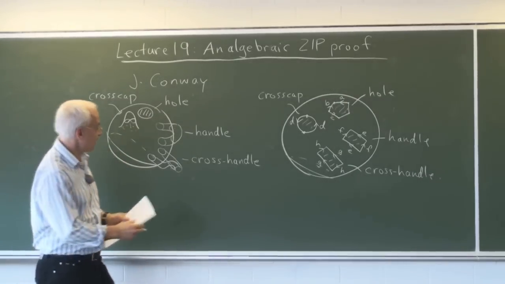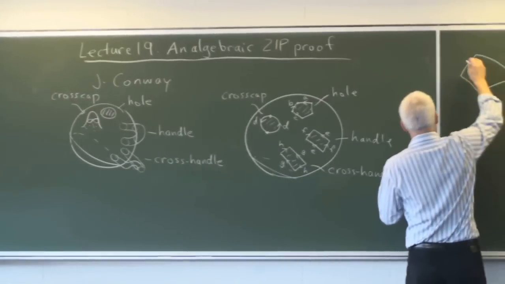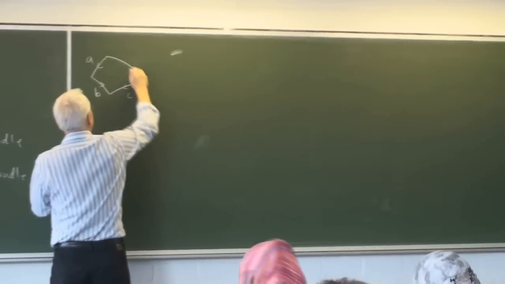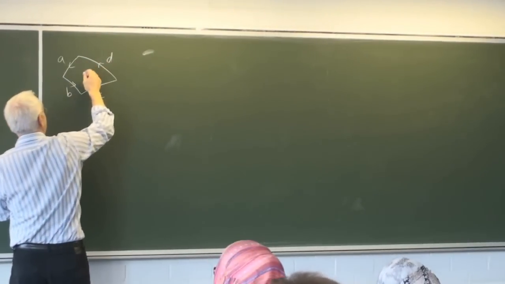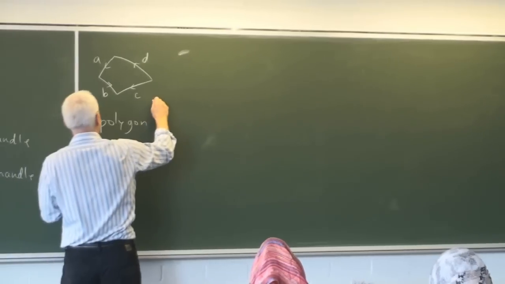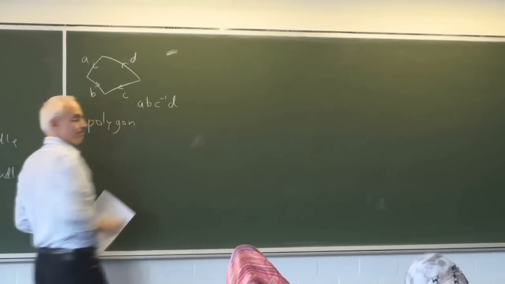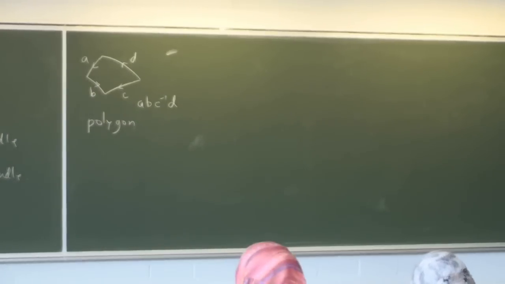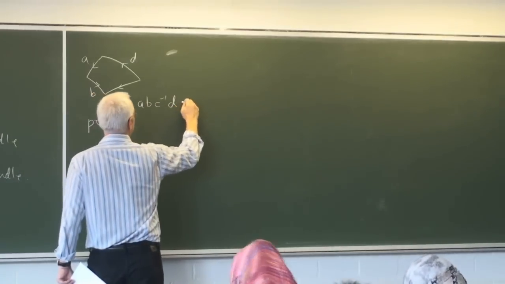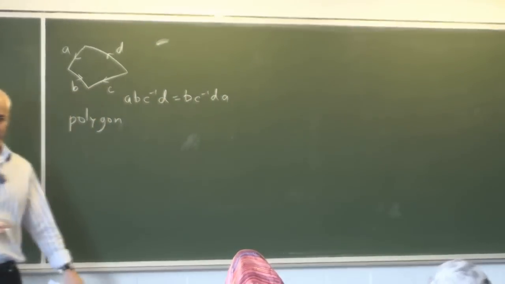So Conway's idea is, instead of starting with lots of polygons, for example, let's have an example of a polygon. This is the basic kind of object that we used in our traditional proof, a polygonal piece like this. And we had a word associated to it, say A, B, C inverse D. That was the word of the polygon. And there was also a little bit of ambiguity. We could rotate around, so this is by definition the same as B, C inverse D, A. It doesn't matter where you start.